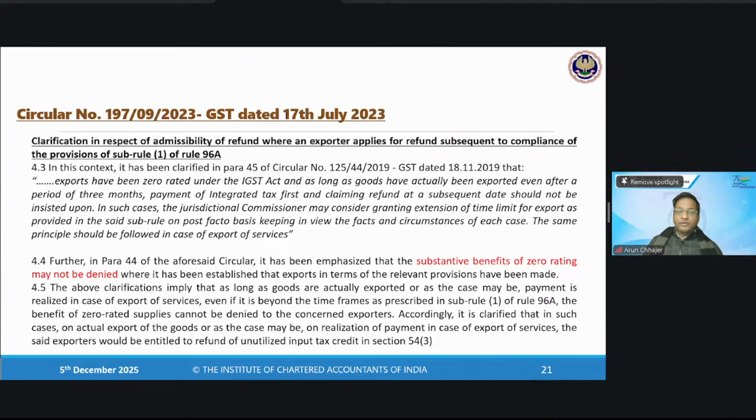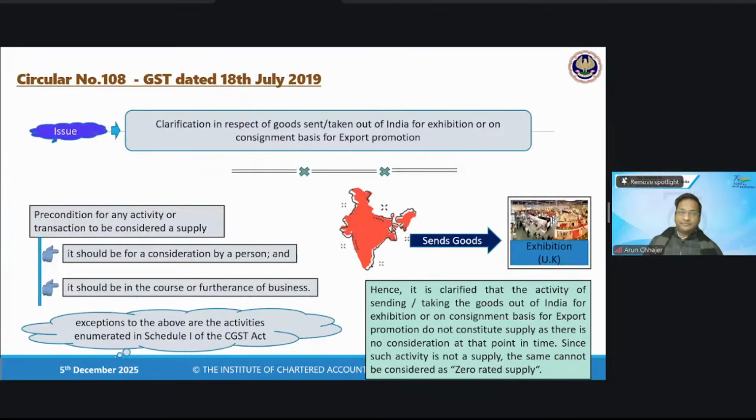ठीक है, that's circular because it is related to the refund. ठीक है. Now circular 108, very good circular, which talks about if you are sending the goods. So I'm not using the word exporting the goods. Sending the goods to out of India and the purpose is exhibitions.